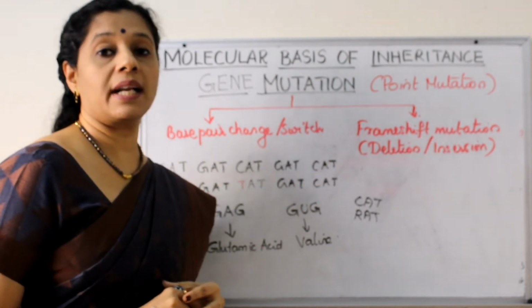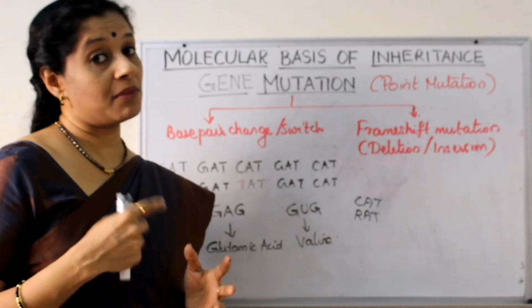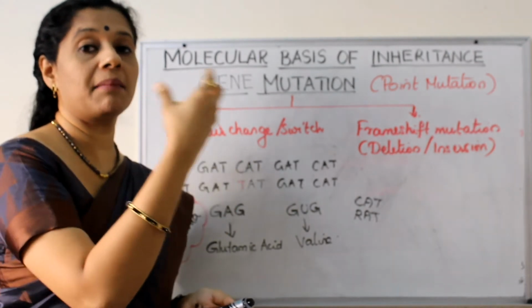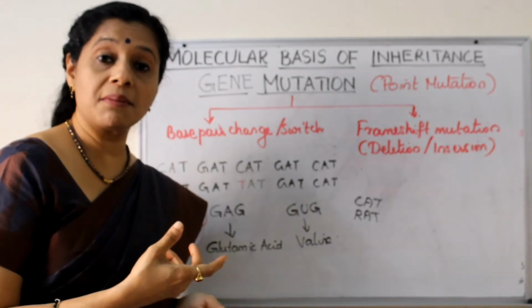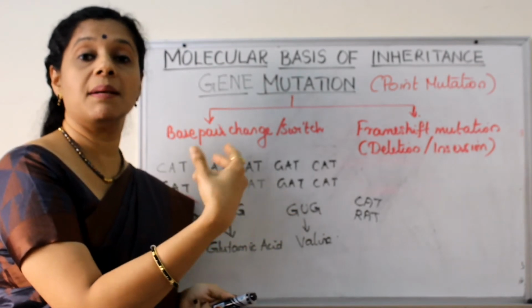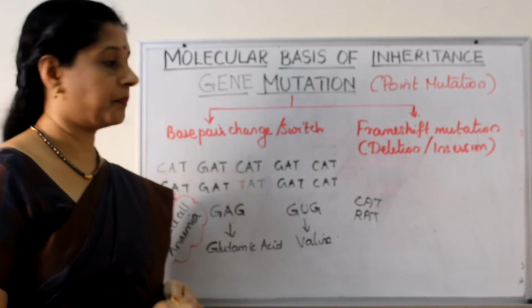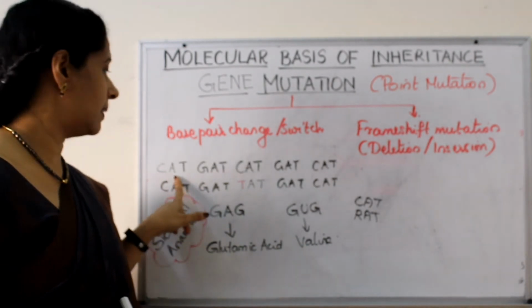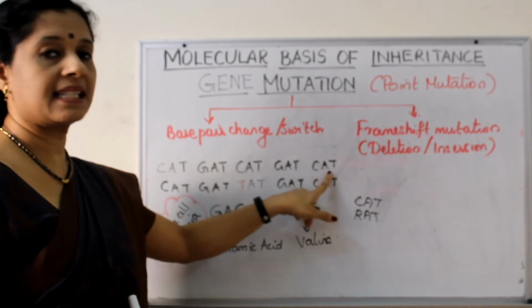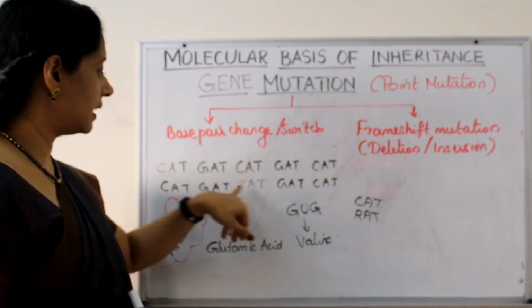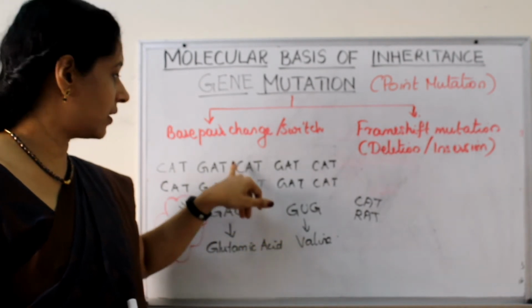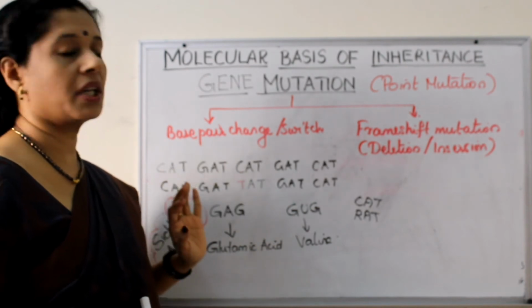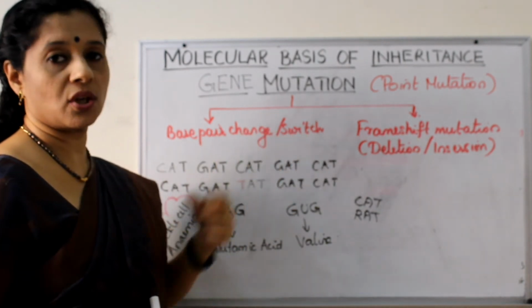Now the next type is called a frame shift mutation. Frame shift mutation is due to deletion or insertion, sometimes missing or sometimes adding nucleotides. Insertion means a few nucleotides appear which were not actually there. Let us see one example. A DNA sequence is given: CAT, GAT, CAT, GAT, CAT. But when it was copied, one error occurred. Instead of C, T came. Instead of cytosine, thymine came. So only one position has a change. That is the base pair change or a switch.